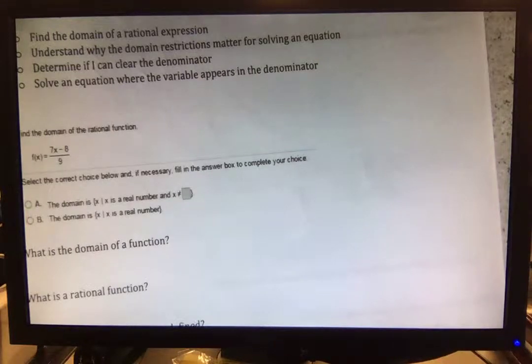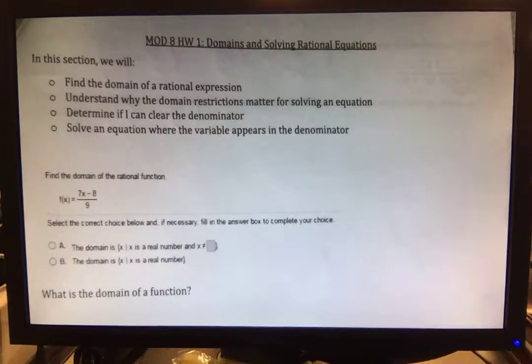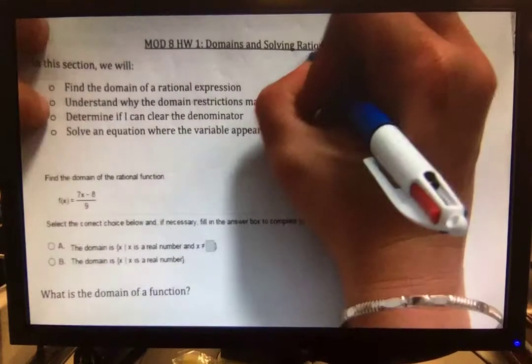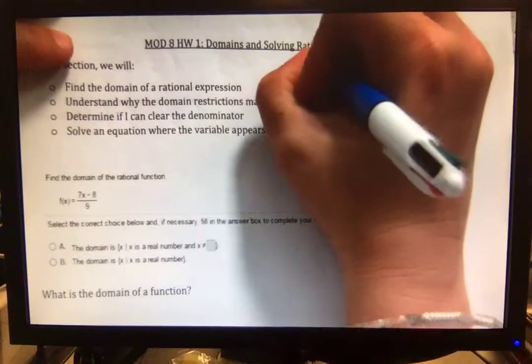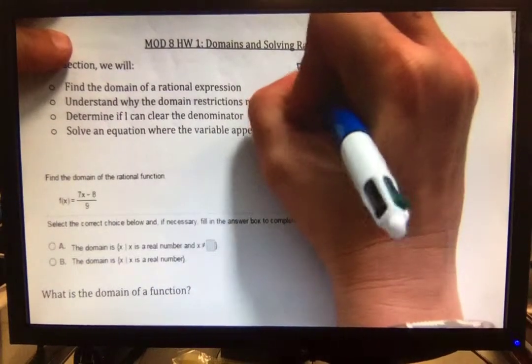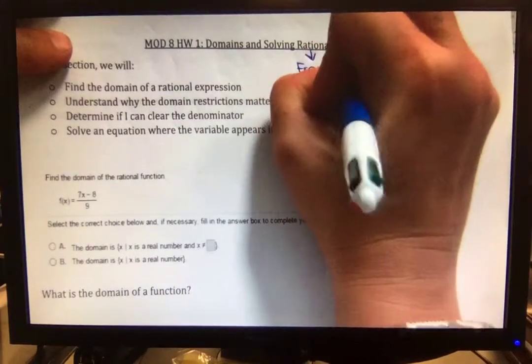All right. So we have Module 8, Homework 1. We're going to talk about domains and solving rational equations. So we talked about this before. Again, what does that word rational mean? Fraction. Good. So we're just solving equations with fractions in them. Solving rational, which means fraction, equations.